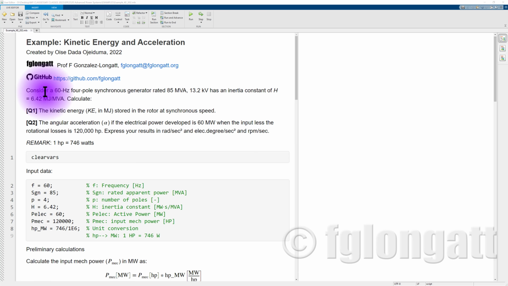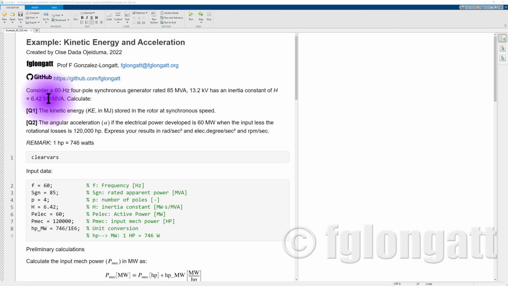Let's start here. Consider a 60 Hz, 4-pole synchronous generator, rated 85 MVA. This is the rated apparent power, and 13.2 kV, that is the rated voltage. This is the RMS line-to-line voltage. And this machine has a rotational inertia constant H of 6.42 megajoules per MVA. Megajoule per MVA is equal to megawatt seconds per MVA.